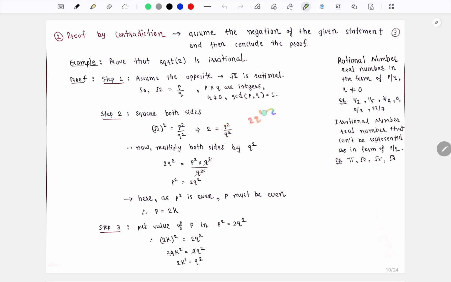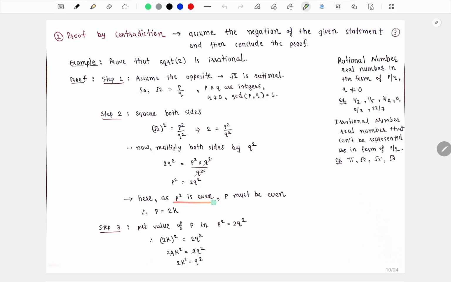So 2q squared is equal to p squared multiplied by q squared divided by q squared. Now we can cancel out the q squared. So what we will get? 2q squared is equal to p squared. We can also write it like this: p squared is equal to 2q squared. If p squared is equal to 2q squared, we can say that p squared is an even number.